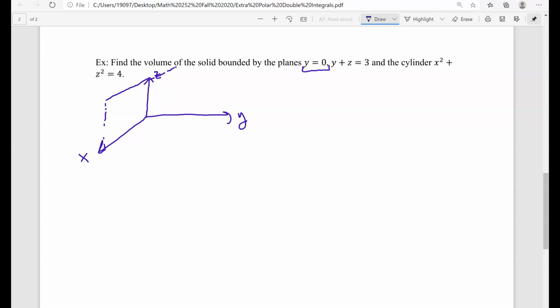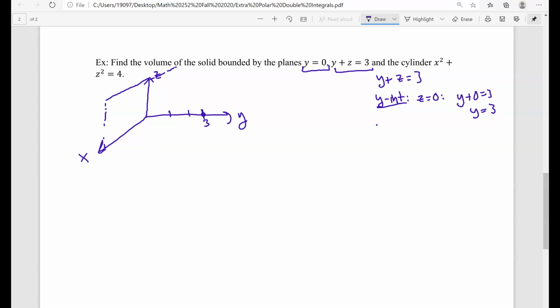And that's confirmed by this plane, y plus z equals 3. A way to draw the plane is to think about the intercepts, in this case the z and y intercepts. So let's think of the y-intercept. That will happen when z equals 0. So we get y plus 0 equals 3, so y equals 3. At y, we're going to go all the way to 3.